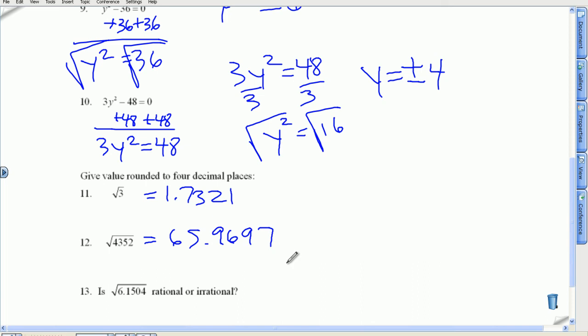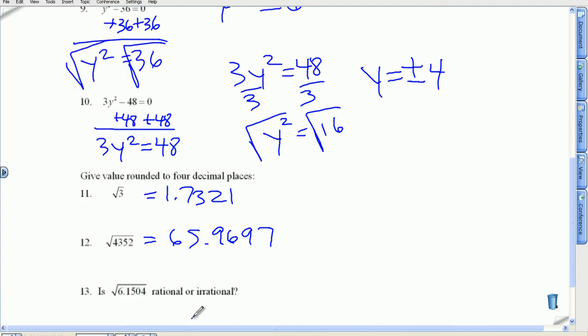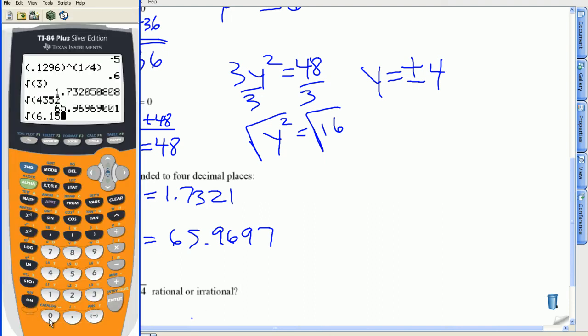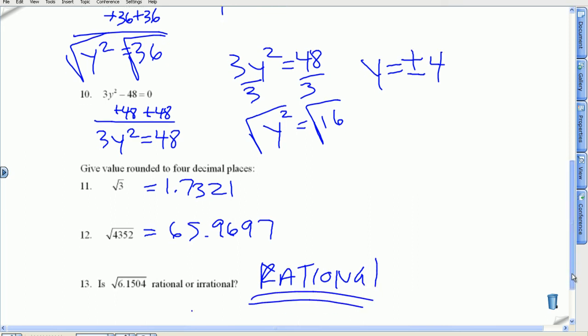And the last one here is radical 6.1504, rational or irrational. Well, frankly, I have no idea, but we can take the square root in the calculator and take a look. So square root of 6.1504 is 2.48, and that terminates. Because it terminates, it is a rational number. Terminating decimals are rational numbers.